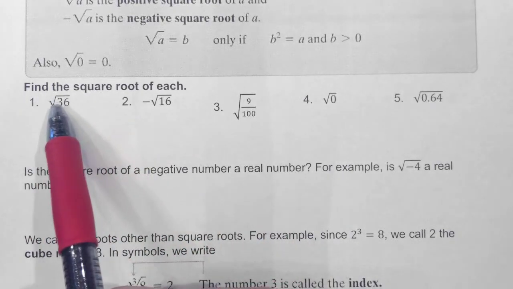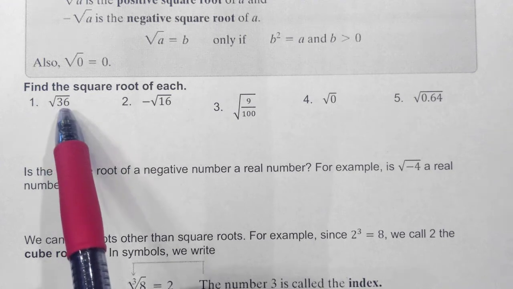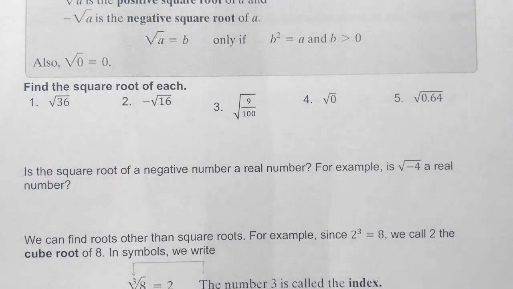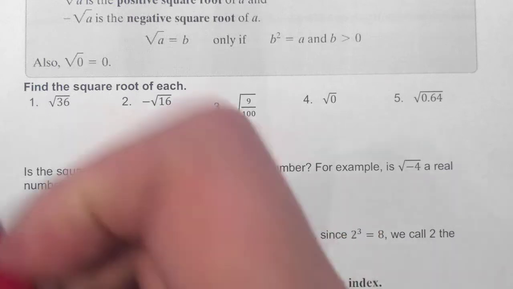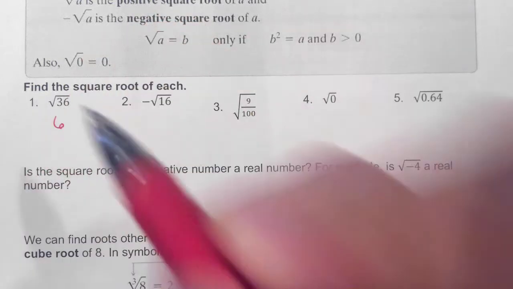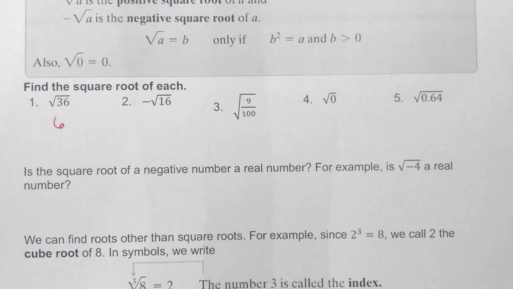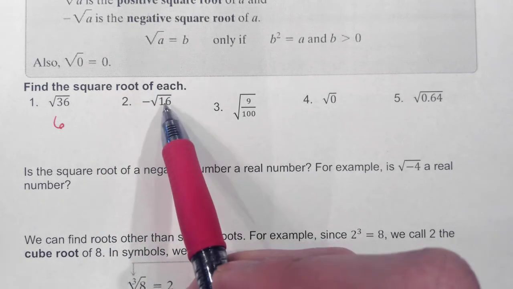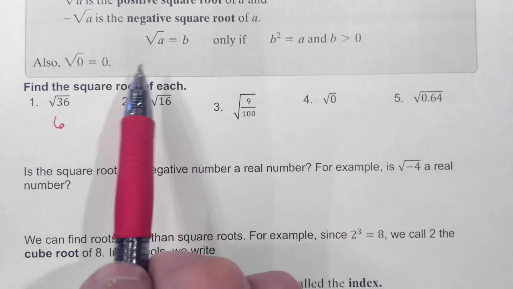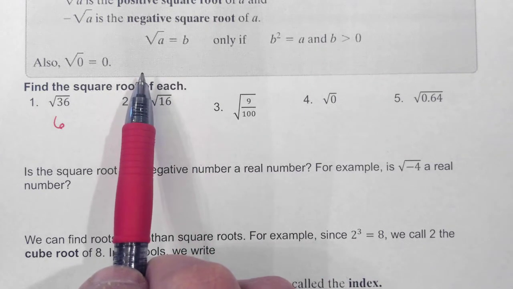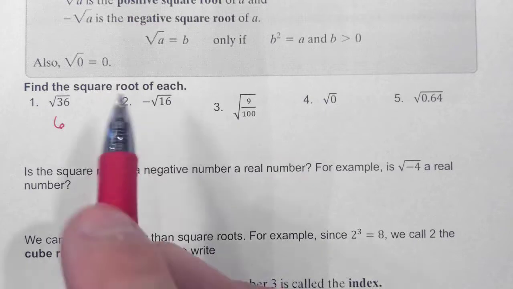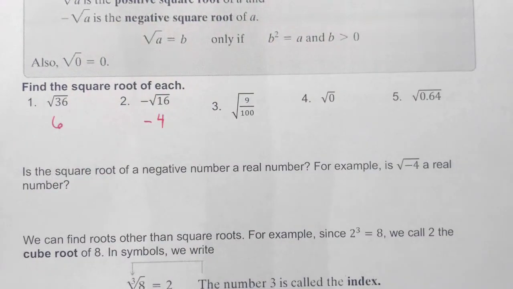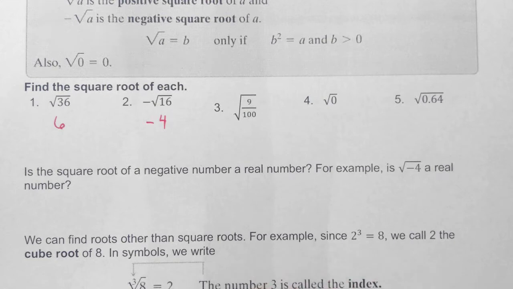This is asking you the square root of 36. So it's saying what number times itself is 36. You think, well, 6 times 6 is 36, so the square root of 36 is 6. Number 2, we've got the negative square root of 16. You just cover up the negative and ignore it and look at what the square root of 16 is. Well, 4 times 4 is 16, so the square root of 16 is 4. The negative just tags along, and that gives you negative 4.